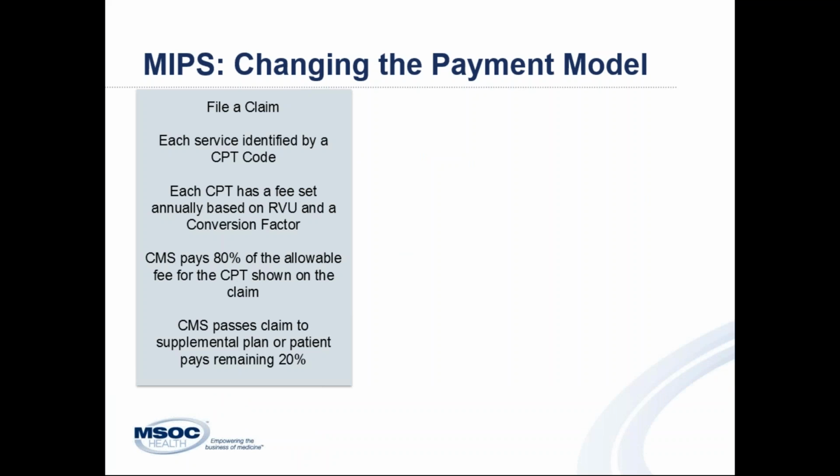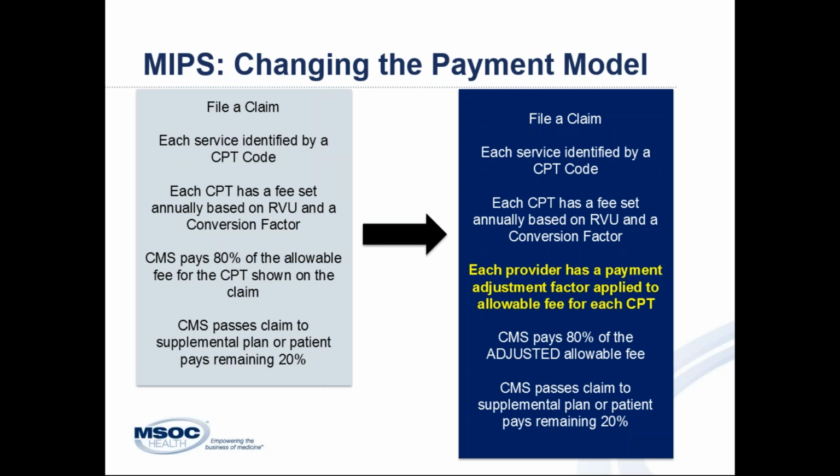We're really changing the payment model. How will you get paid? Right now, when you get paid, you file a claim, and each service is identified by a CPT code. The CPT code has a fee schedule that has an amount of money attached to it for a given year. CMS pays in general 80% of that allowable fee, and then they pass the claim either to the patient's supplemental insurance plan, or the patient pays the other 20% at the time of service, hopefully, or via a patient statement. So how will that change under this model?